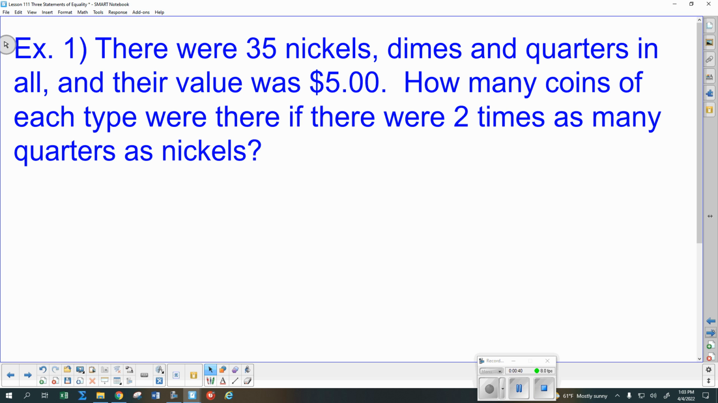So there were 35 nickels. So I'm starting off with, oh, I've got 35 nickels. But wait a minute. I got to read it a little bit more carefully than that. That's 35 nickels, dimes, and quarters. That means in all. Most of the time, the book does not add those words in all. Who can give me an equation for 35 nickels, dimes, quarters in all? Riley.